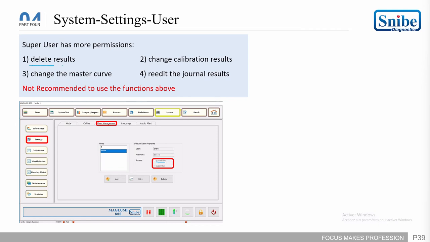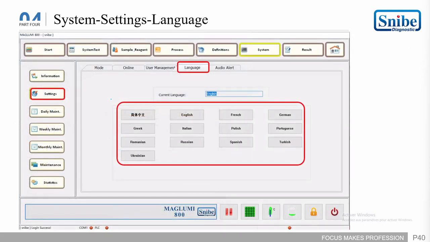For example, deleting the results cannot be done by the normal user. Changing the master curve, modifying the concentration and the RLU of the master curve, changing the calibration results, or re-editing the journal results are only done by the super user. But we don't recommend doing these actions.